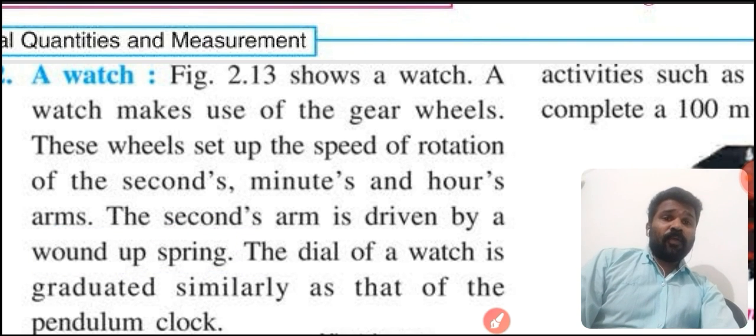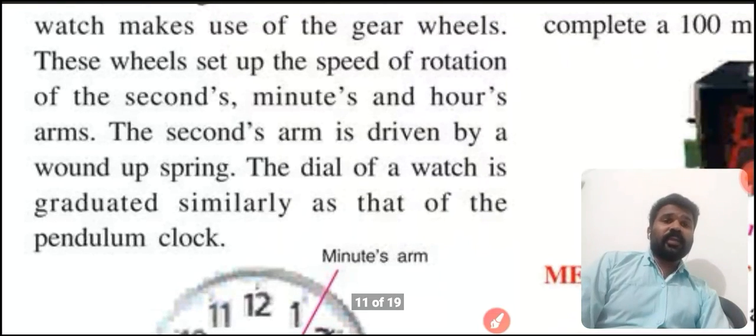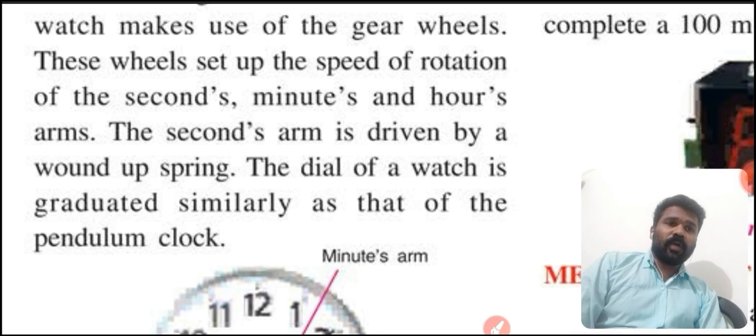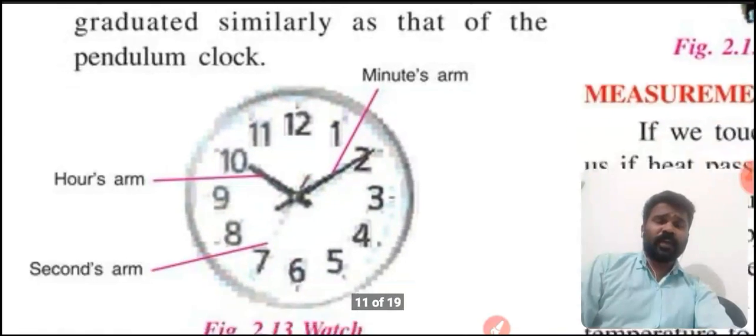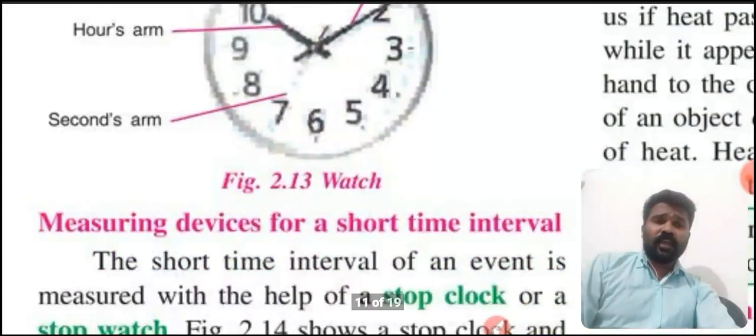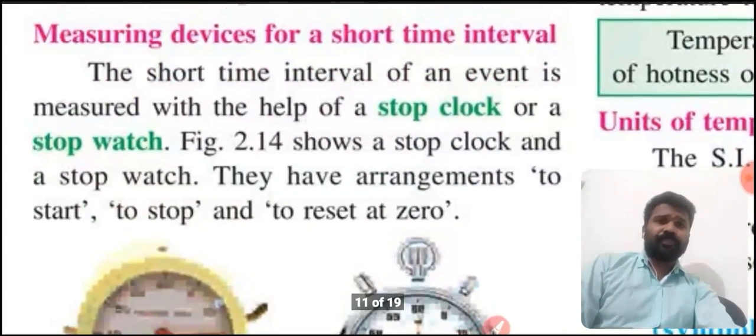The dial of a watch is graduated similarly to that of the pendulum clock. Clear, the circular dial has 12 markings, and in between 1 hour there are 5 markings. We have explained this earlier for the pendulum clock; the markings are the same as in the pendulum clock.